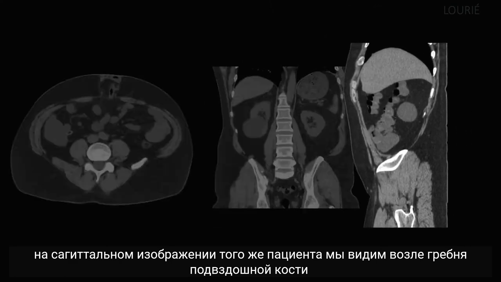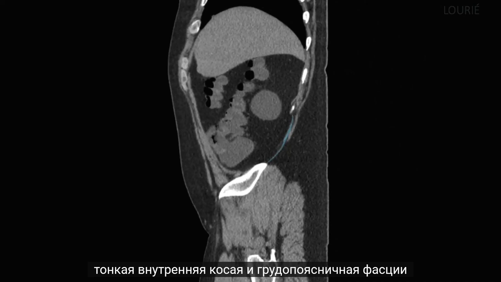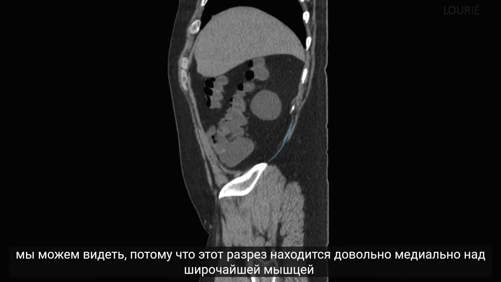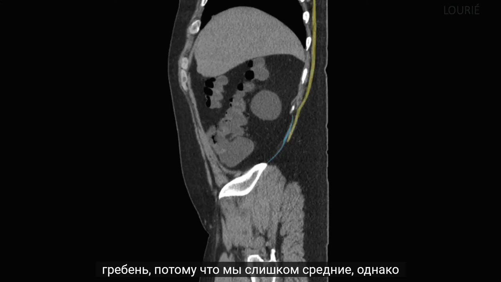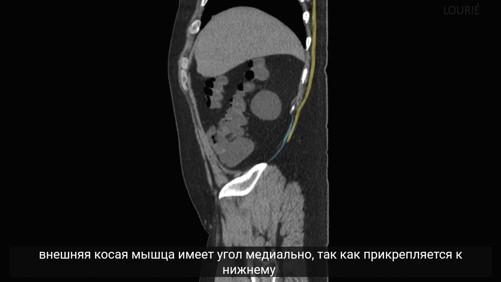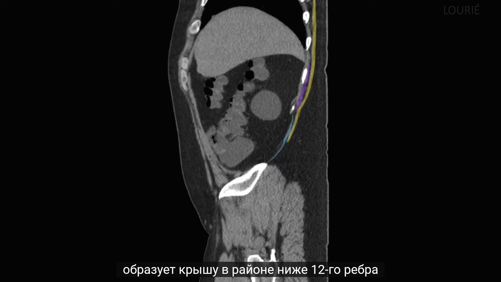In the sagittal view of the same patient, we see near the iliac crest the thin internal oblique and thoracolumbar fascia. We can see, because this cut is quite medial, the latissimus dorsi in yellow. We do not see the external oblique inserting on the iliac crest because we're too medial. However, the external oblique does angulate medially as it attaches to the lowest ribs, and here you can see that in purple. Notice that again the latissimus dorsi is forming a roof near the area inferior to the 12th rib. Inferiorly, at the area of the inferior lumbar triangle, there is no covering of latissimus.